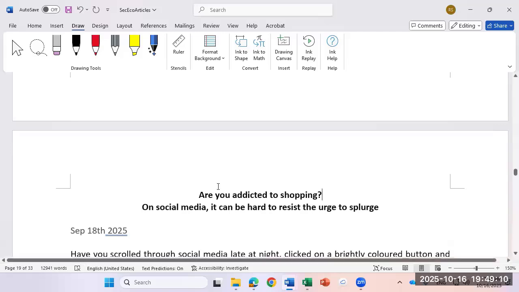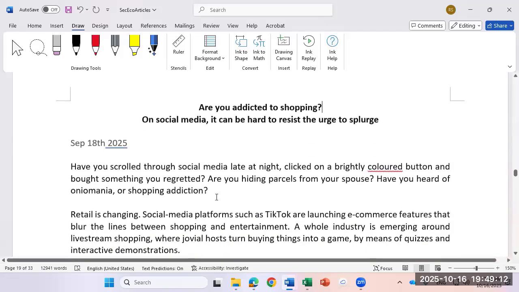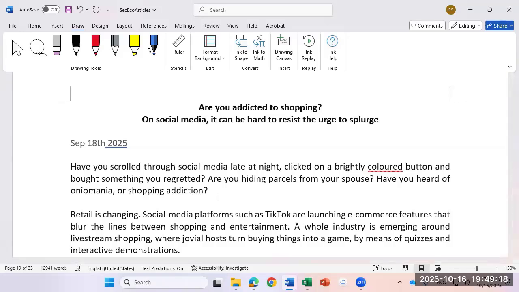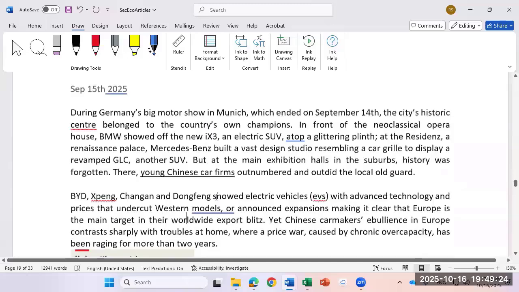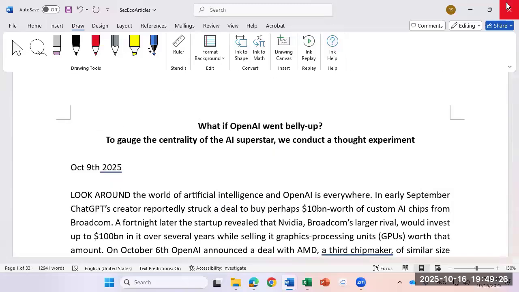Here's one on media again. There are a lot of media ones. They talked about getting more eyeballs, getting people addicted, and now using social media to get people to actually start spending money. So really, really good articles. The Economist has some of the best writers out there.